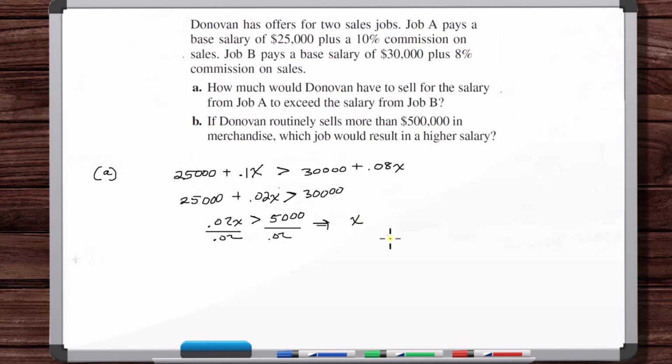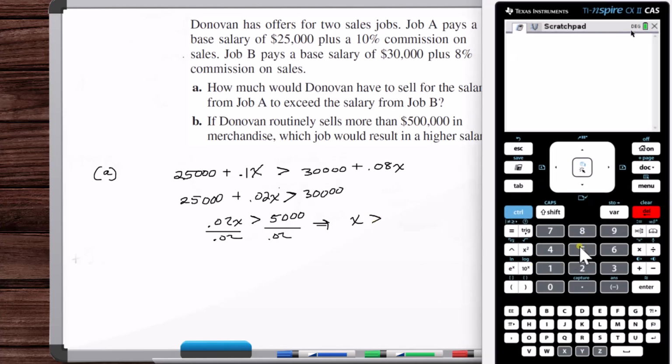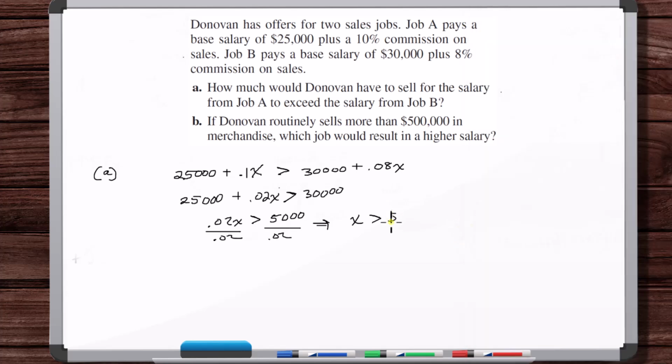So we get that x needs to be greater than $250,000. Okay, he needs to sell at least $250,000 of merchandise, not at least, greater than, for the salary of job A to exceed that from job B.